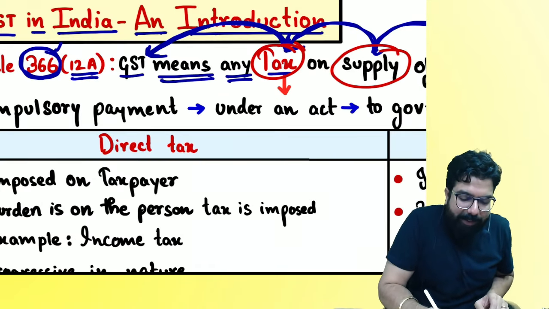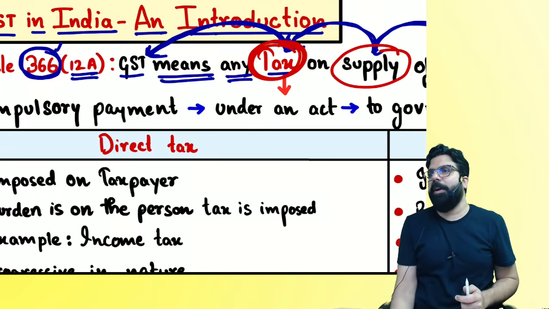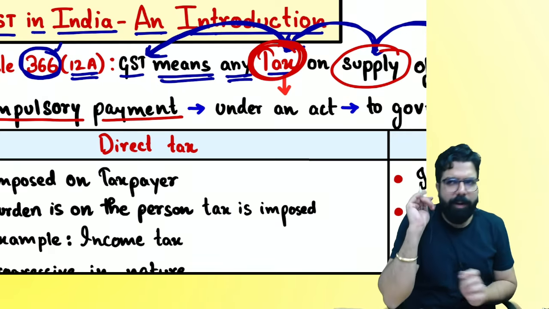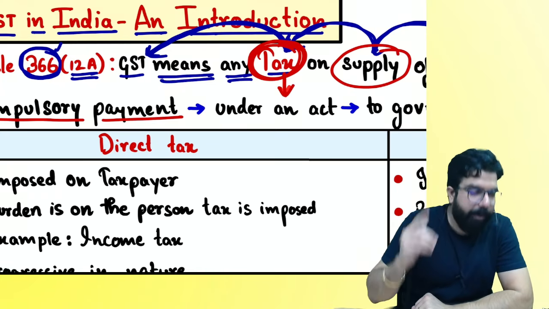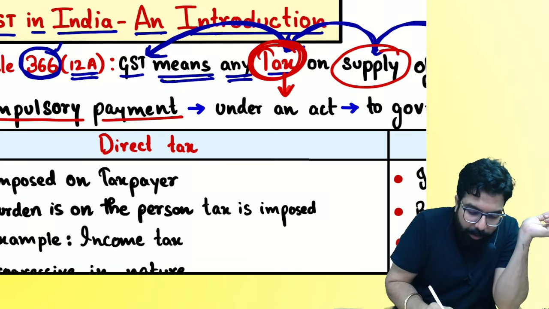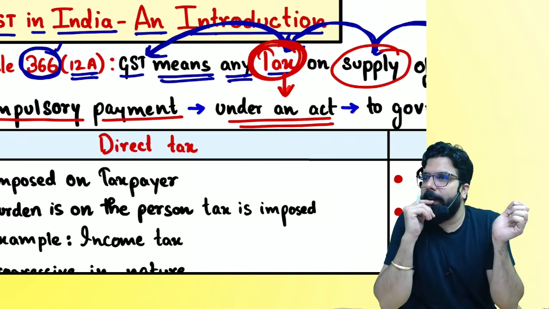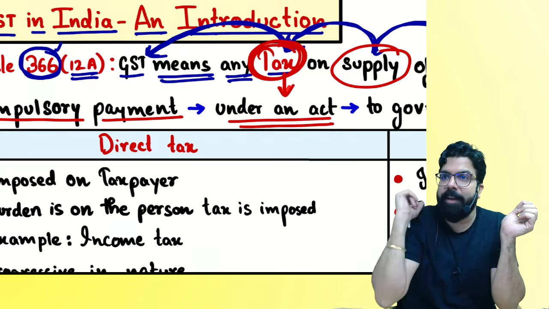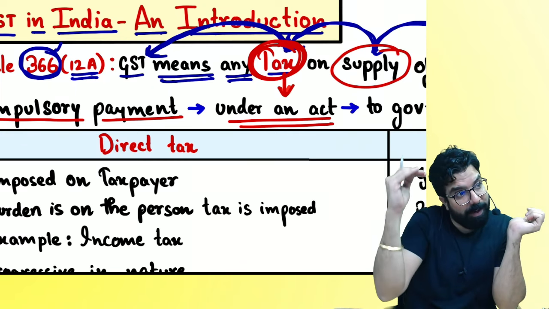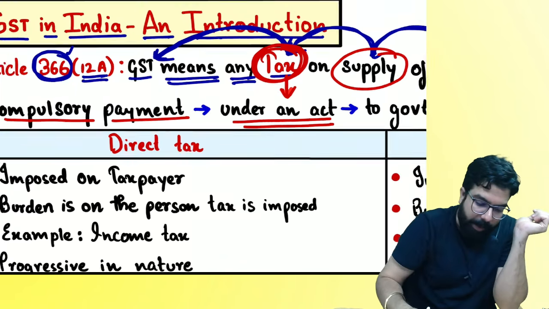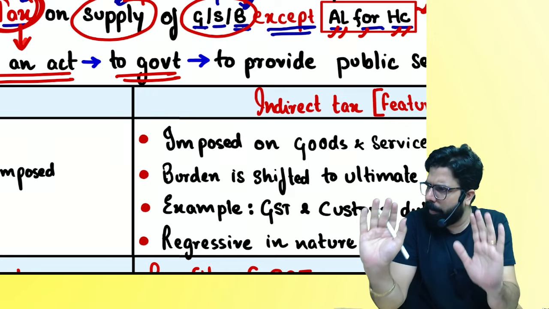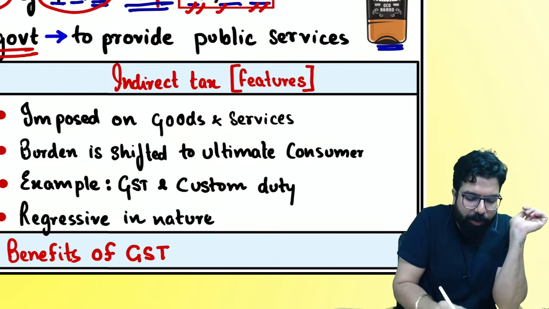Now, what do you mean by tax, everyone? You already know the meaning of tax. You have learned it already, right? What is tax? Tax means compulsory payment. Is it a voluntary payment? I have given the meaning of tax down. Tax is a compulsory payment or a voluntary payment? Which is made under an act. GST is paid under the GST Act. Income tax is paid under the Income Tax Act. Service tax was paid under the Service Tax Act. Can I go ahead, everyone? Next. GST means a compulsory payment which you make to whom? You make it to the government only, so that the government can provide you various services.